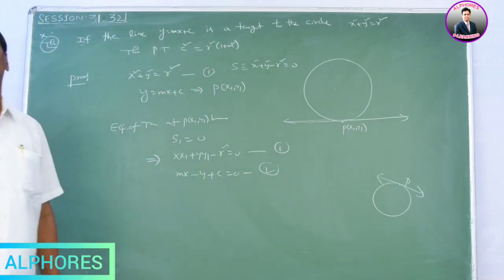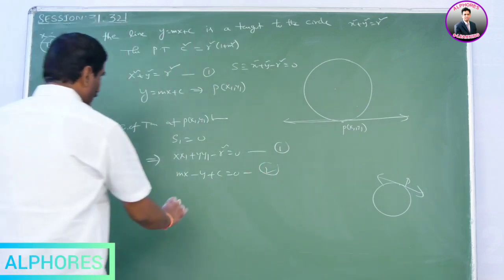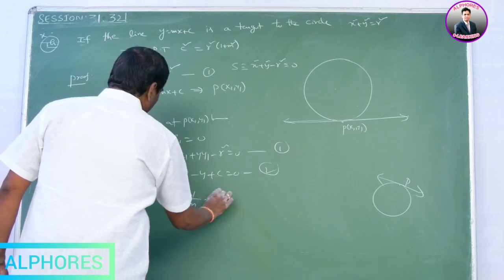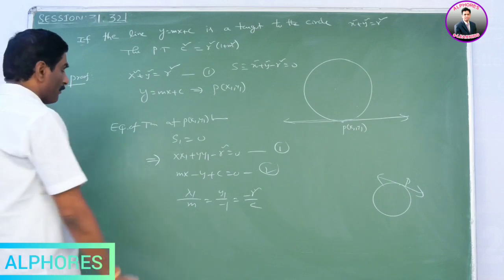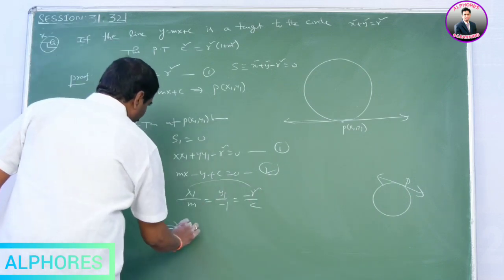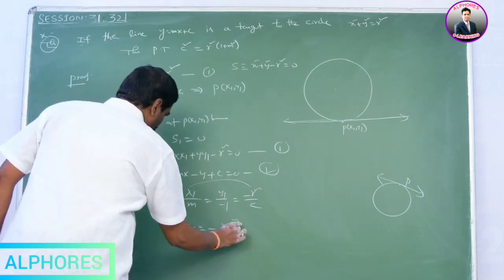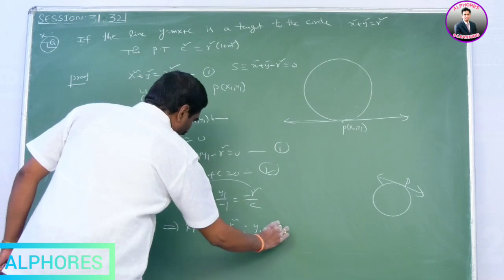If the two lines are identical, what is the condition? a1 by a2 is equal to b1 by b2 is equal to c1 by c2. So x1 by m is equal to y1 by minus 1 is equal to minus r square by c. By equating these values, we get x1 is equal to minus m r square by c, y1 is equal to r square by c.